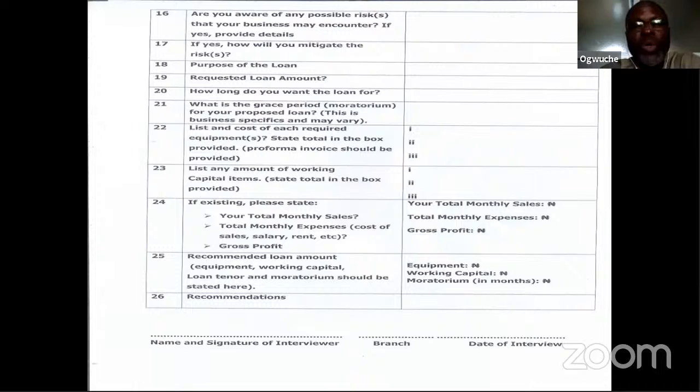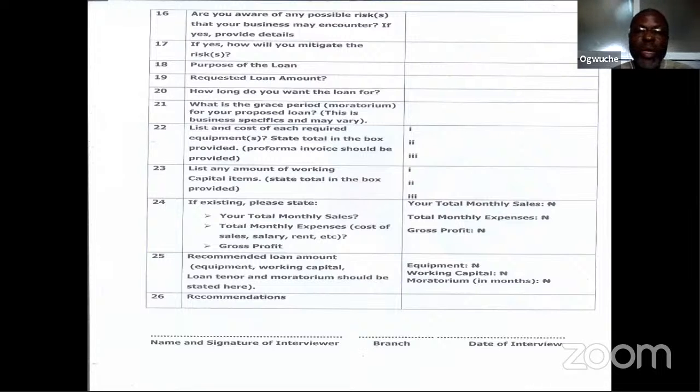Are you aware of any possible risk that your business may encounter? If yes, provide details. We just discussed SWOT analysis. Risks are the same as threats. If you are doing a SWOT analysis, for example, for a poultry business, part of the risk of course involves stiff competition, theft and insecurity, and then disease prevalence. All these are risk factors. So are you aware that they exist? If you are, then provide the details.